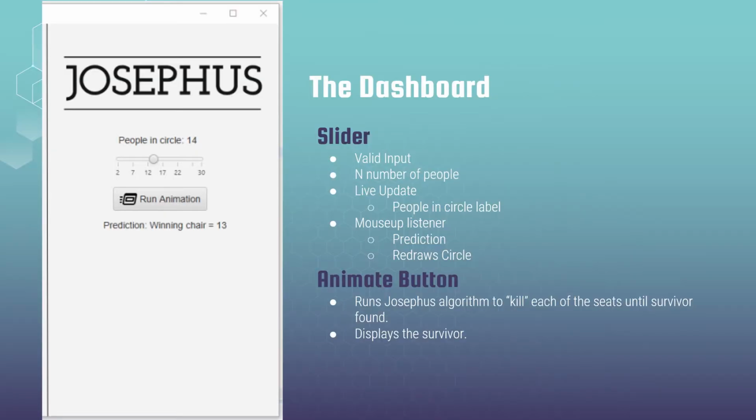The image on the left is a close-up of our dashboard. From top to bottom we have a title label, the current number of people label, our input slider, our animate button, and our prediction label. One thing that we discussed as a group when programming this application was that we wanted to prevent the user from giving the program bad input.